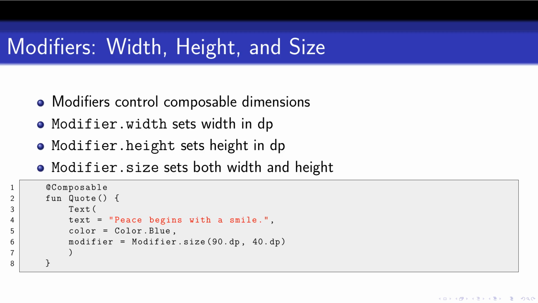Modifiers are essential for controlling a composable's size. You can set the width or height individually using Modifier.width and Modifier.height, or specify both using Modifier.size. This allows you to fine-tune how your UI elements appear on the screen.